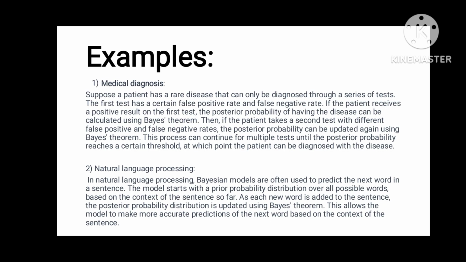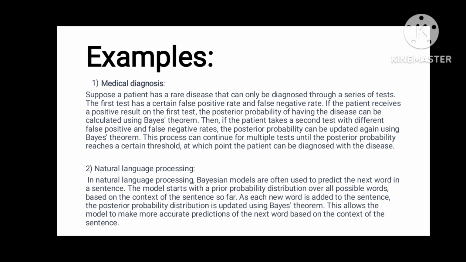For example, it is used in medical diagnosis. Suppose a patient has a rare disease that can only be diagnosed through a series of tests. The first test has a certain false positive rate and false negative rate. If the patient receives a positive result on the first test, the posterior probability of having the disease can be calculated using Bayes theorem. Then, if the patient takes a second test with different false positive and false negative rates, the posterior probability can be updated again. This process can continue for multiple tests until the posterior probability reaches a certain threshold, at which point the patient can be diagnosed with the disease.